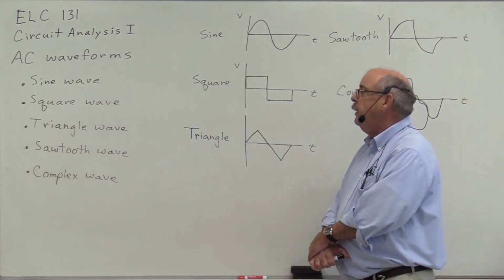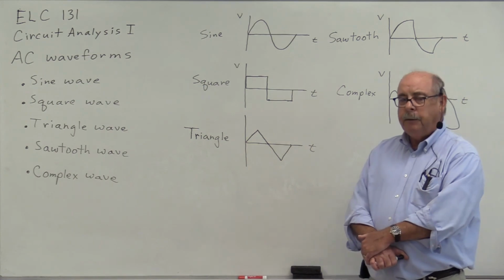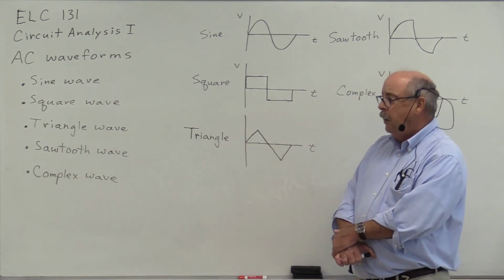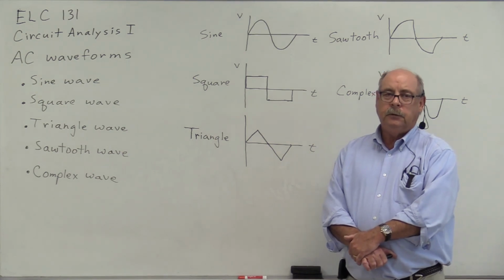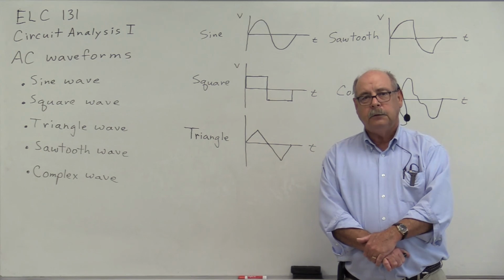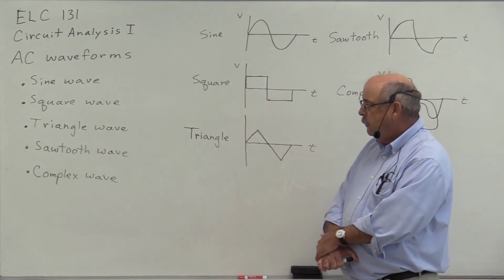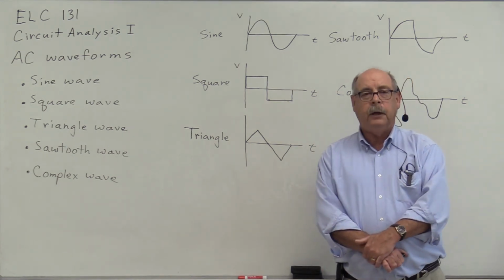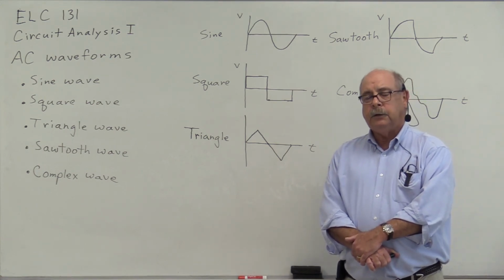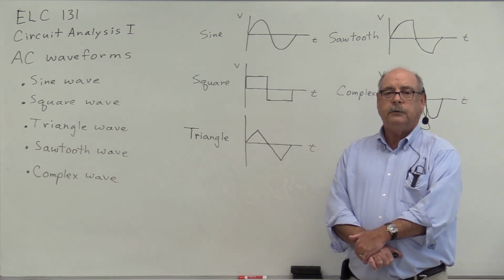So again, our AC waveforms can take many different shapes. Most common is the sine wave. And then we see square waves, triangle waves, sawtooth waves, and complex waveforms present in electronic and, of course, electrical systems.